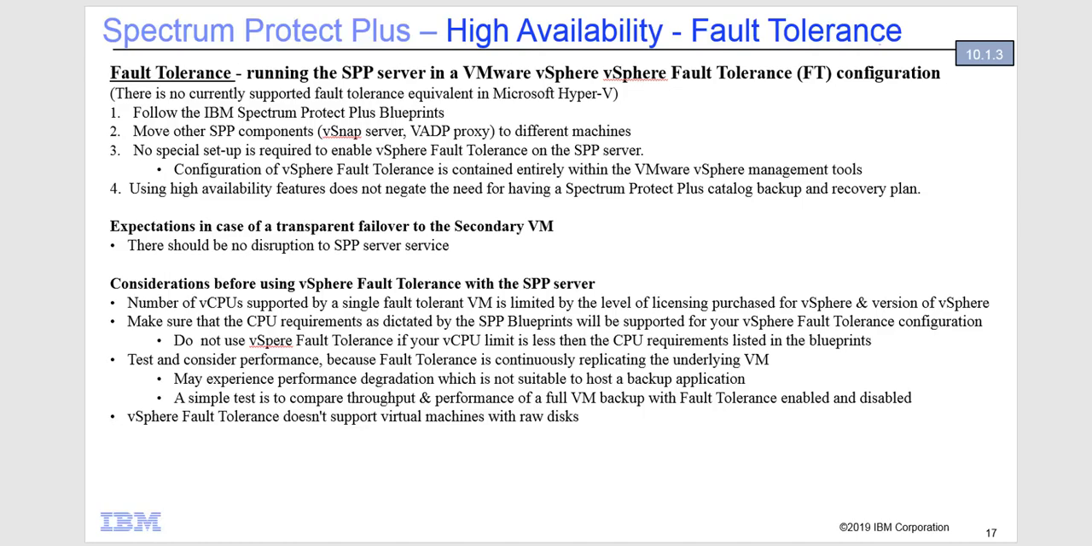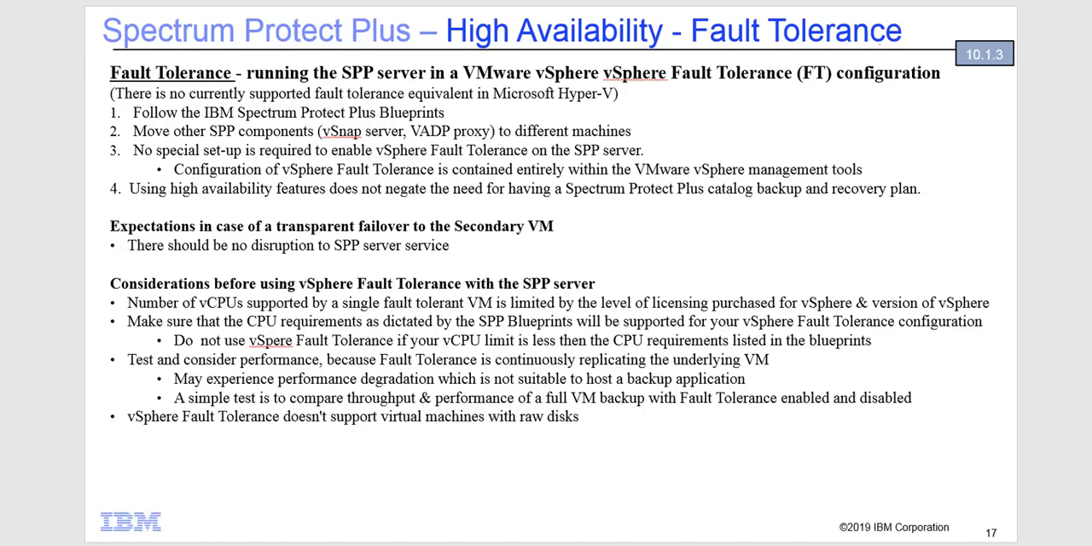And using high availability feature and fault tolerance, once again, you've still got to do your Spectrum Protect Plus catalog backup and recovery plans. The expectation in case of a transparent failover to the secondary virtual machine is that there should be no disruption to the Spectrum Protect Plus server service.